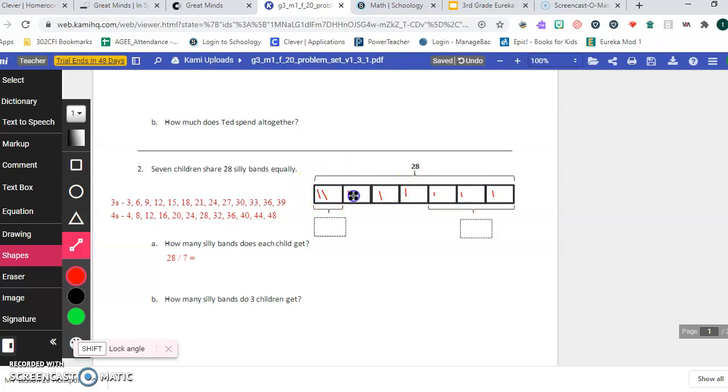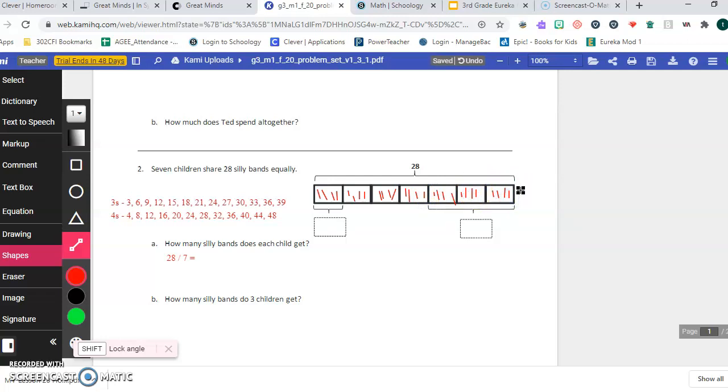8, 9, 10, 11, 12, 13, 14, 15, 16, 17, 18, 19, 20, 21, 22, 23, 24, 25, 26, 27, 28.